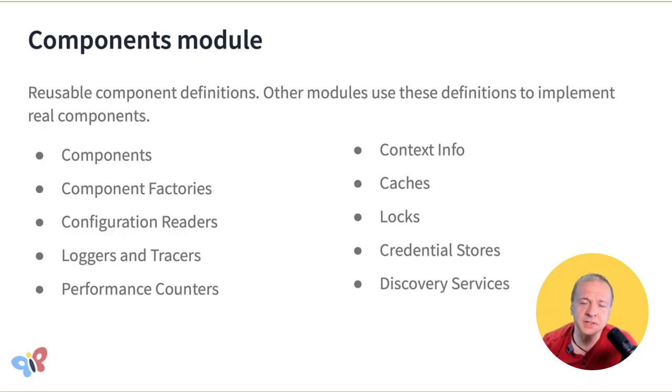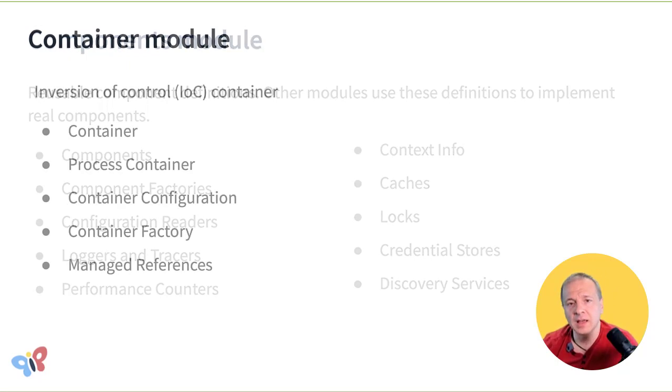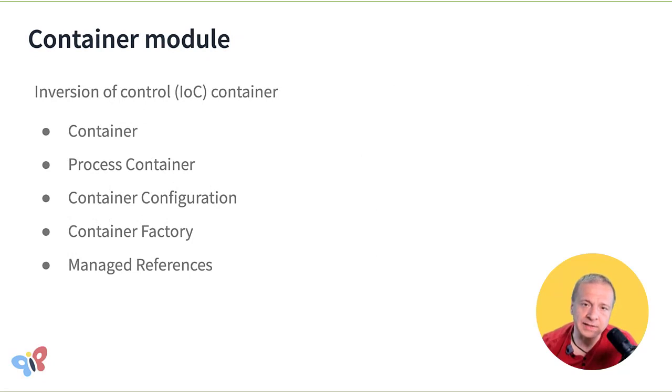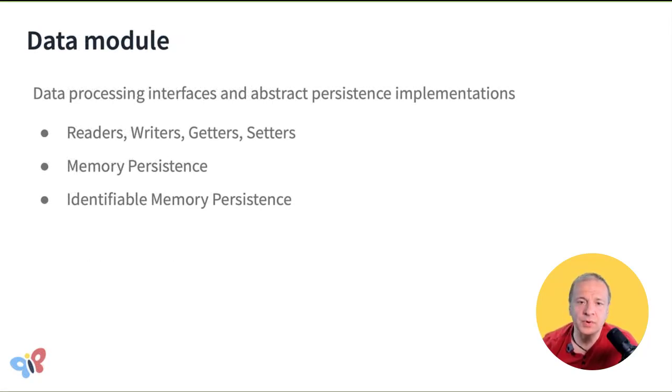Components module has definitions for standard components such as configurators, connection parameters and credentials, distributed logs, distributed caches, loggers, tracers, performance counters, and more. Then those component definitions are used in technology-specific modules to implement components for specific technologies. Container module provides an inversion of control container that can assemble microservices from loosely coupled components following the deployment configuration. Data modules bring a few data processing patterns and abstract implementation for persistence components.